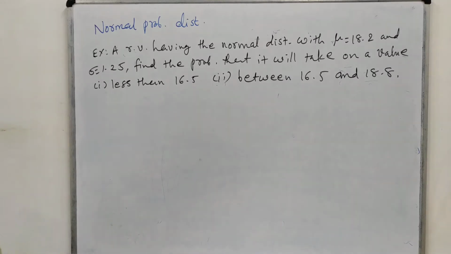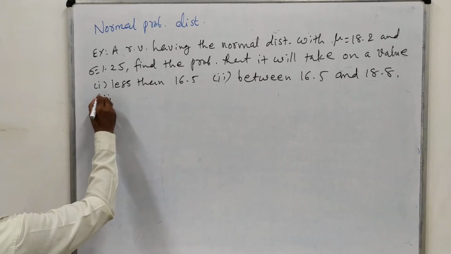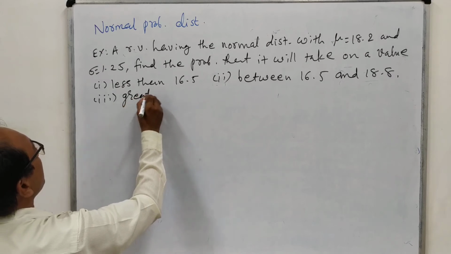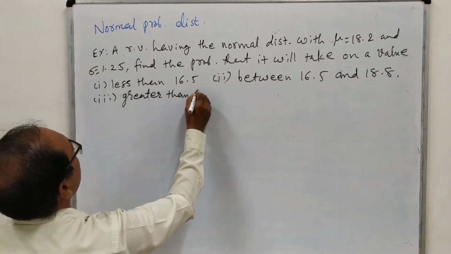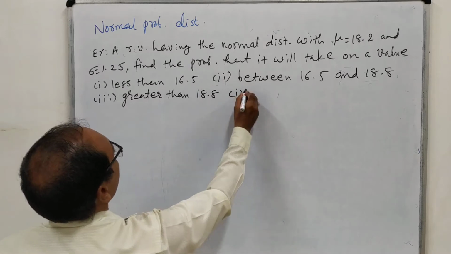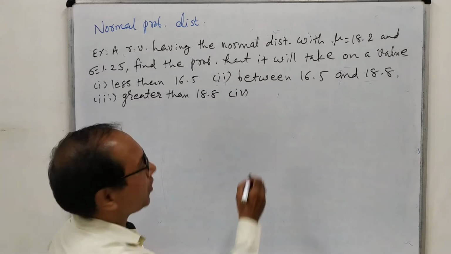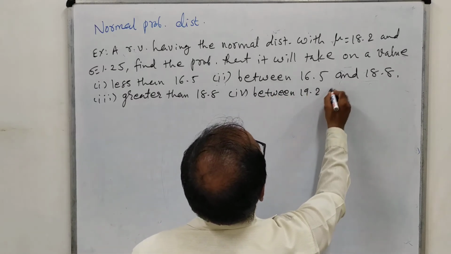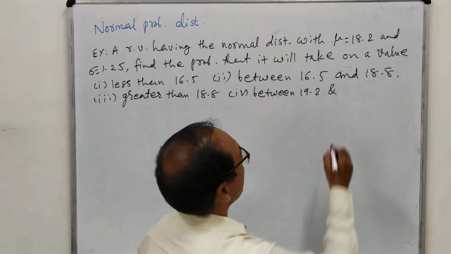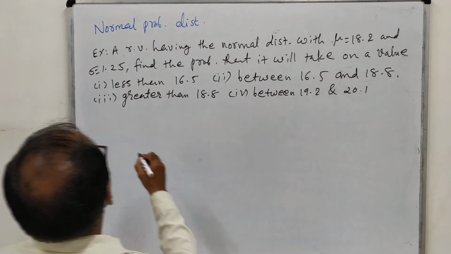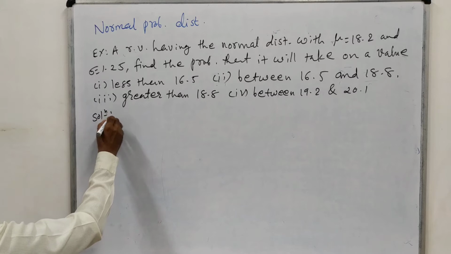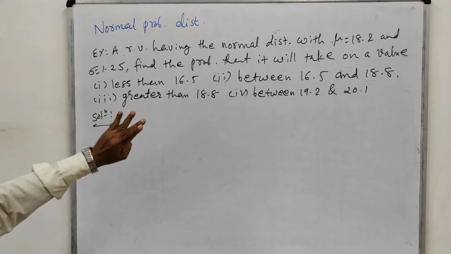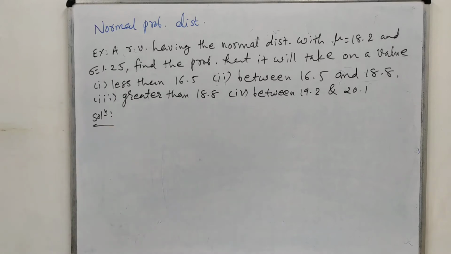And two more questions I will add with this: greater than 18.8, and between 19.2 and 20.1. So here the solution is very easy. First you must know that this is related to the normal probability distribution. So the problem is not difficult.